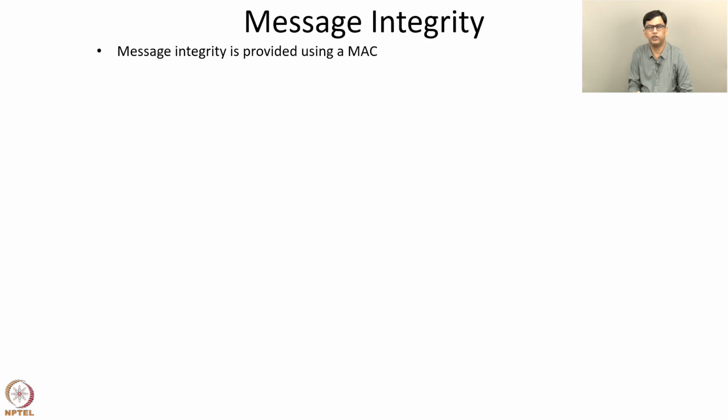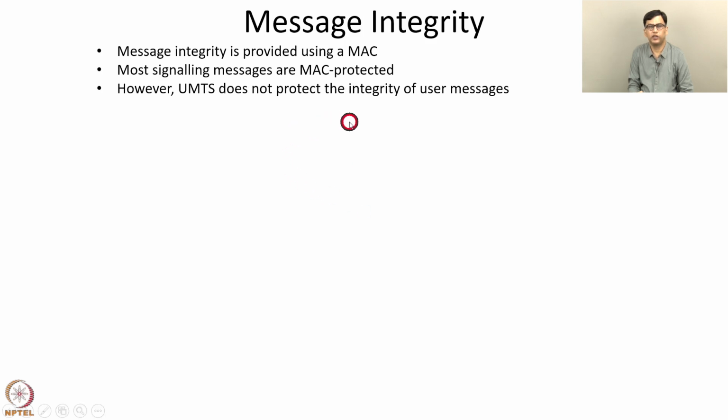Message integrity is provided using a message authentication code. Most signaling messages are MAC protected. So for example, we saw that the false base station attack is defended against using a message authentication code. However, UMTS does not protect the integrity of user messages. So in case integrity of user messages needs to be protected, then that needs to be done by the application.